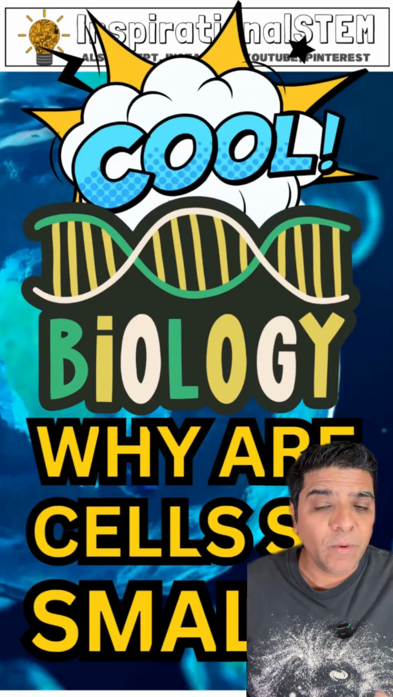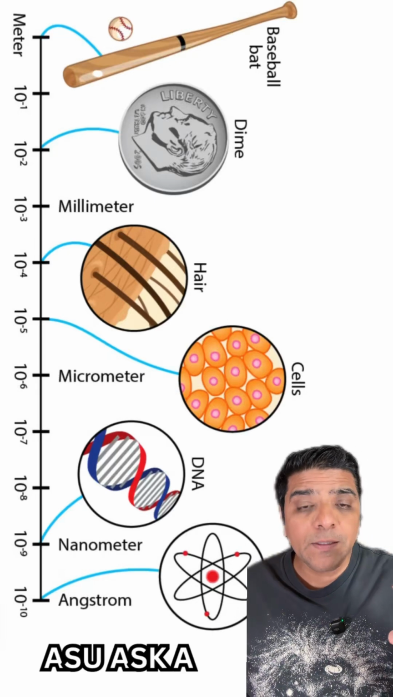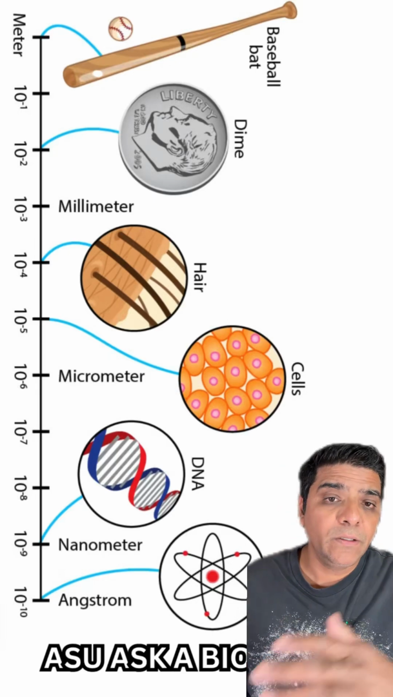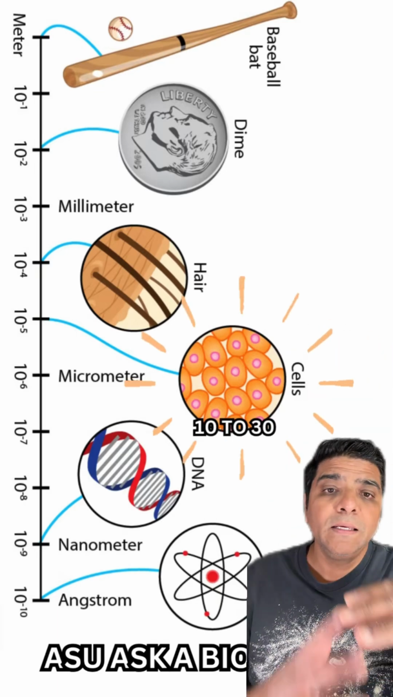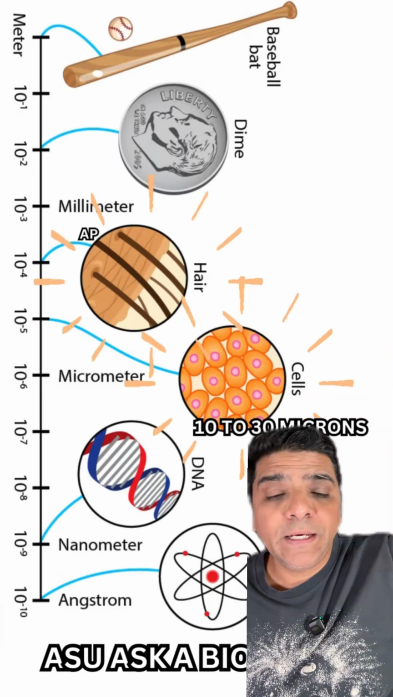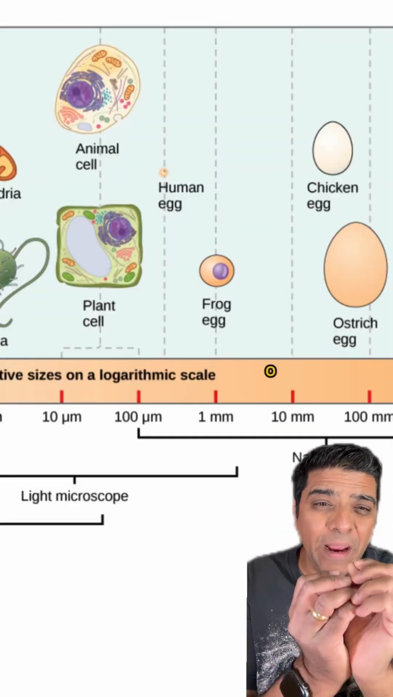Why are cells so small? Let's answer that question today. Cells are usually very small, 10 to 30 microns in diameter, as you see up here in this scale. In this particular scale, every unit as you go up is 10 times larger. So, cells are very small.